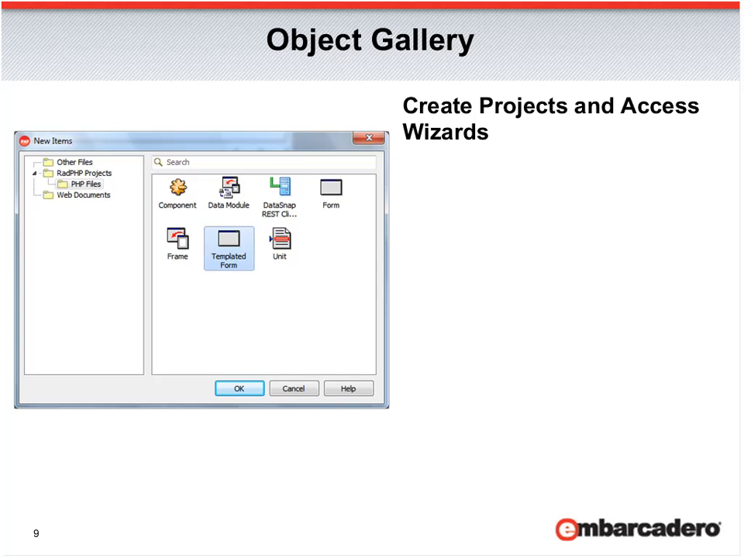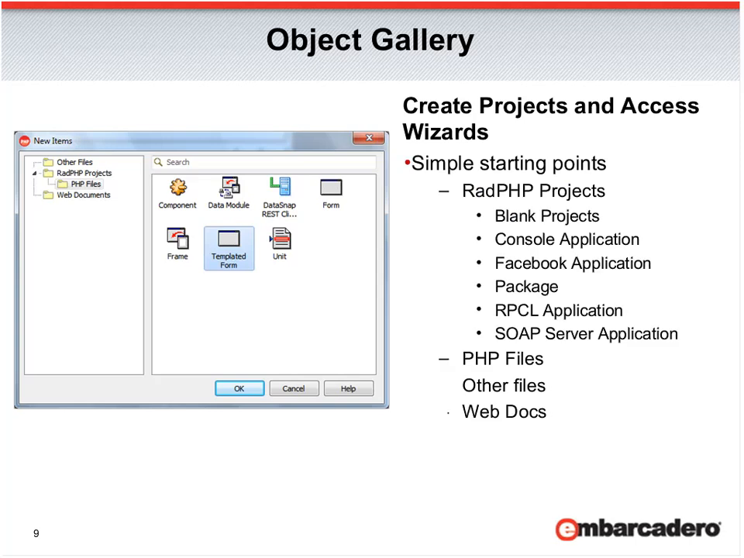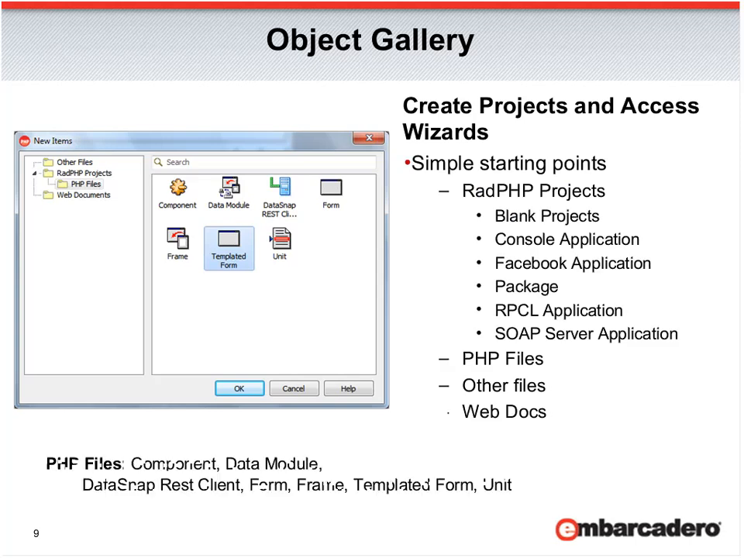So when you first come into RAD PHP, you use File, New, and here's where you can create all your new projects. We saw how you can create a Facebook application, and a RAD PHP Component Library application. For blank projects, if you have existing PHP code and you want to drop it into RAD PHP, you would pick the blank project. You can also create a web server using the SOAP server application.